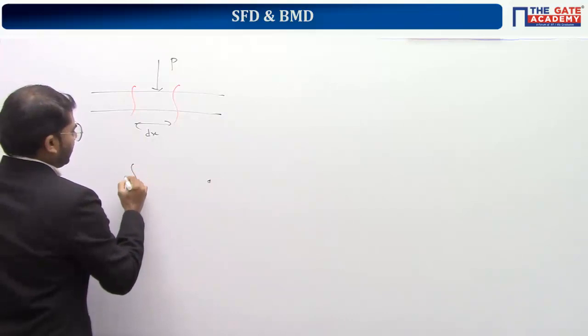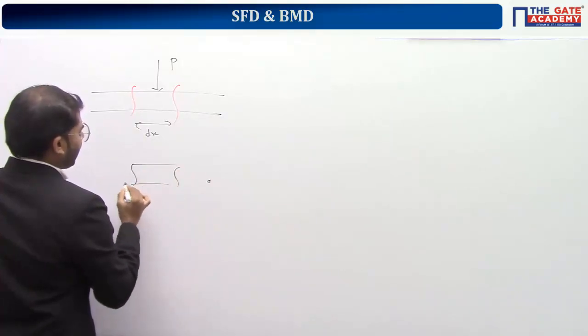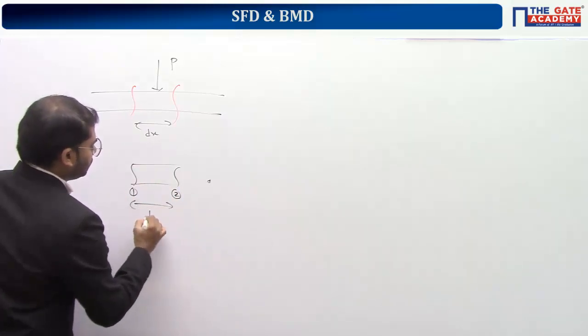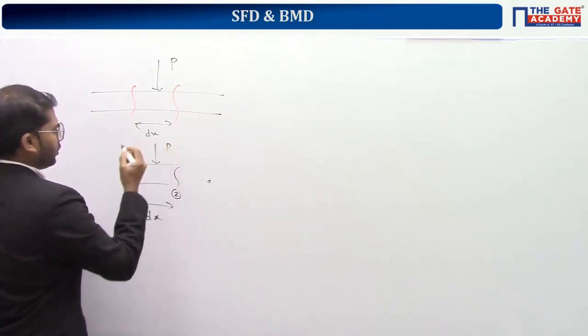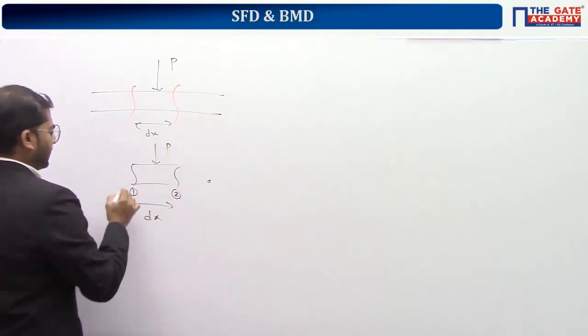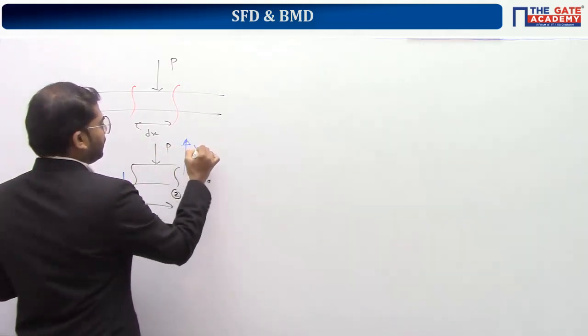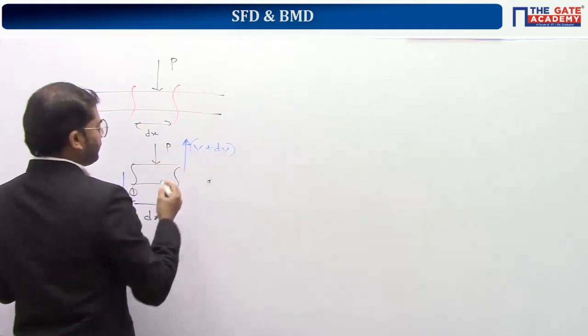So if I take it outside, it is the right part of the first cut, it is the left part of the second cut. This length is equal to dx, applied load is P. So according to our sign convention, V should be taken downside on the left side, and here we should take V upside as V plus dV.